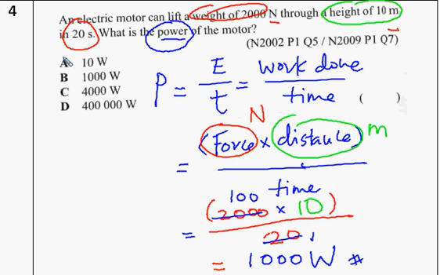So the best answer will be option B. So B is the answer for question 4. Okay, that's all for question 4.